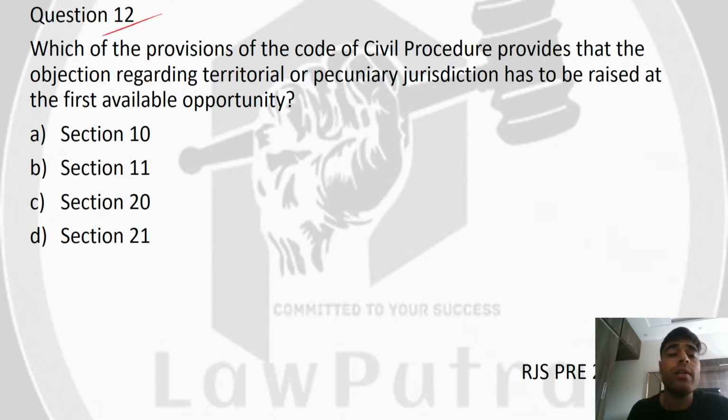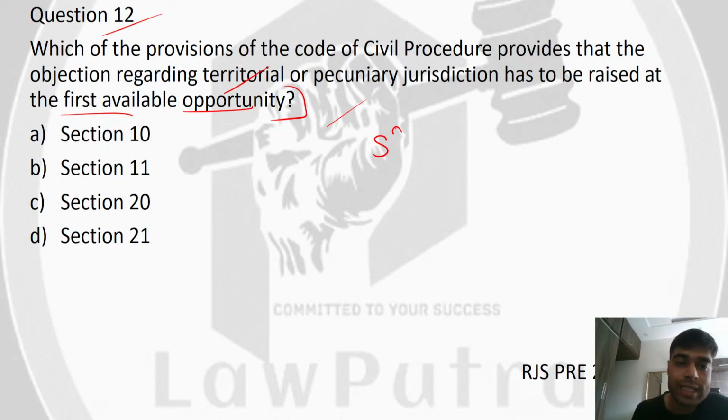Now question number 12. Which provision of the code provides that the objection regarding territorial or pecuniary jurisdiction has to be raised at the first available opportunity? Now see, with respect to objection to jurisdiction, one basic principle is that the objection, whether it be territorial, pecuniary or subject matter jurisdiction, has to be raised at the earliest possible opportunity. So let's say a suit was filed, and the moment you got that plaint, when you file your written statement, it is advisable to file your objection at that point of time only. These are known as preliminary objections.